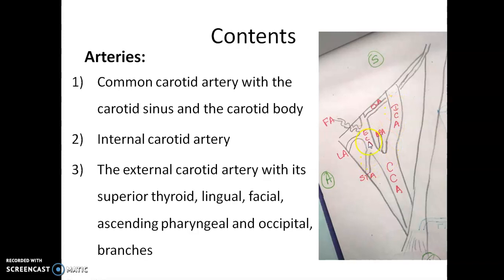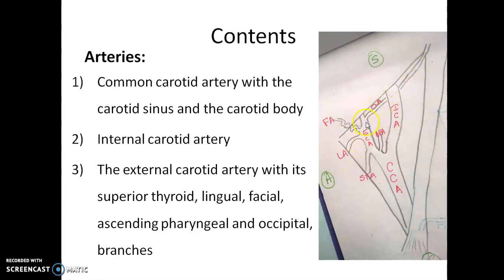So this external carotid also gives so many branches in the neck. It gives one branch to the pharynx. Since it is resting on the pharynx, it supplies the pharynx: the ascending pharyngeal artery. Then it supplies the upper portion of the thyroid gland, the superior thyroid artery. It supplies the tongue, from which we are speaking, the lingual artery. It supplies the face, the facial artery. It supplies the occipital region, the occipital artery.